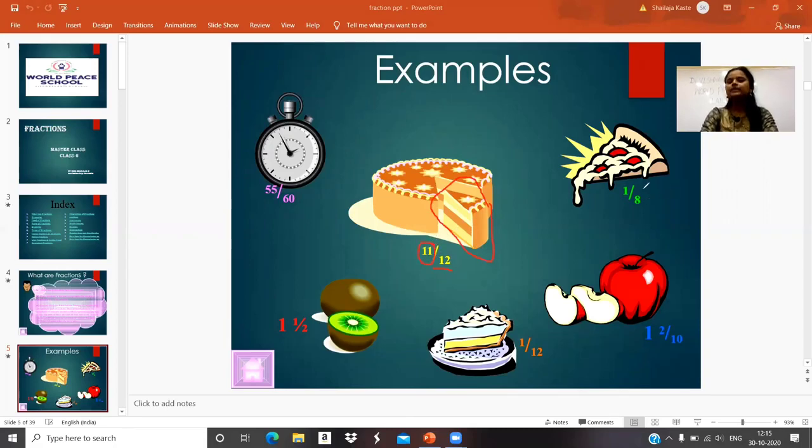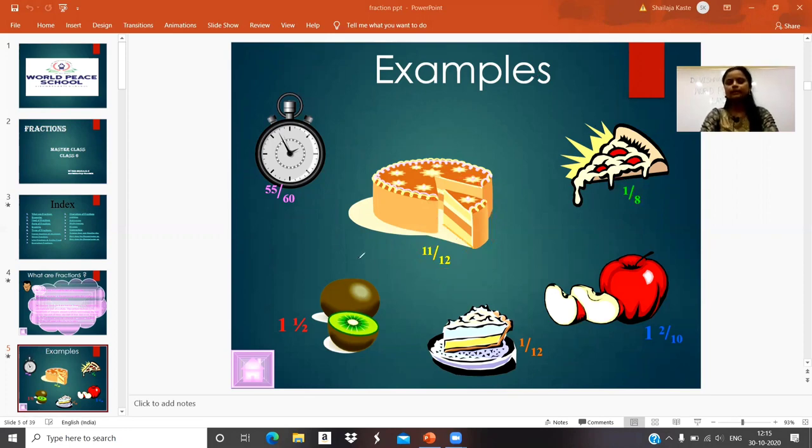Here is a slice of pizza. You can see only one slice of the pizza is present, so we can say this is one part of the total 8 parts of the pizza. So this is the fraction 1 by 8.